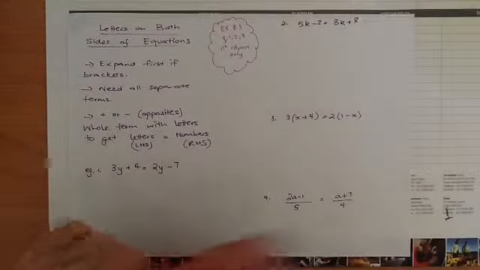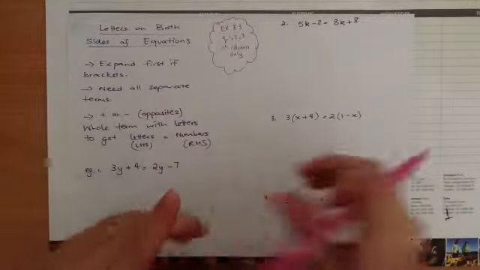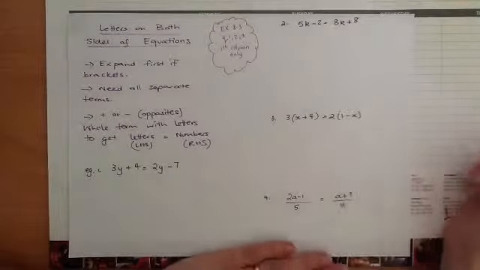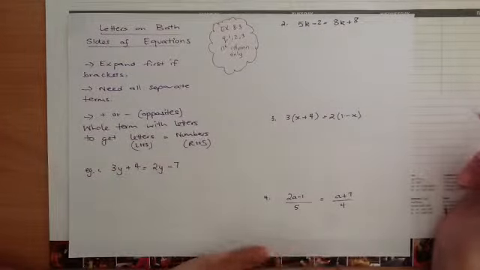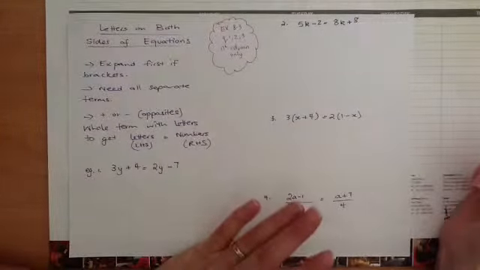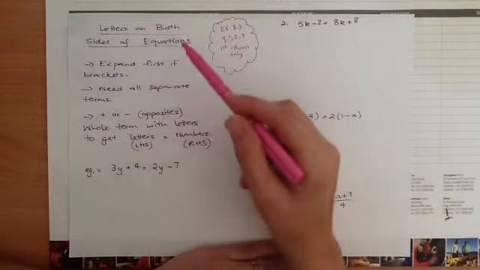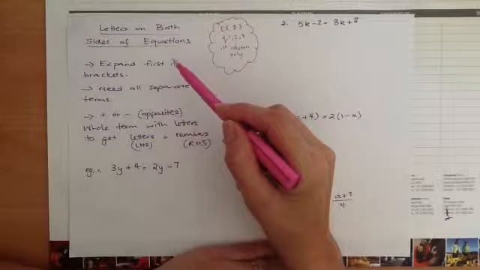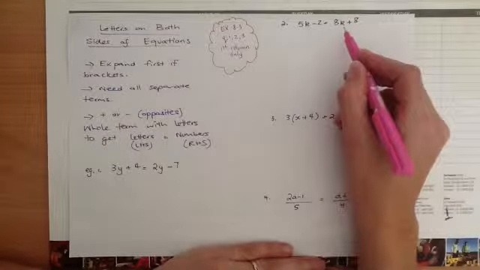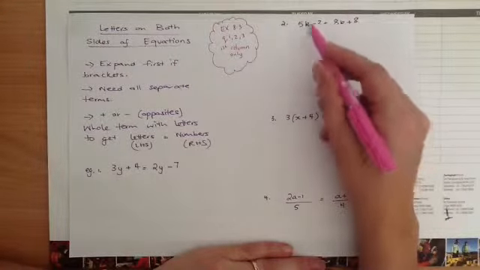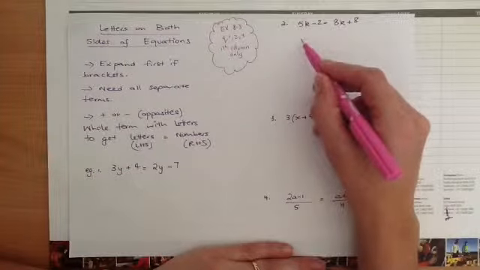Okay, letters on both sides of the equations. So what we're going to have a look at is trying to solve an equation. So remember, solve means to get the letter by itself on one side. But sometimes we might have brackets, or sometimes we might have letters that are on both sides. So we don't just have letters on one side, we have letters on both sides of the equation.